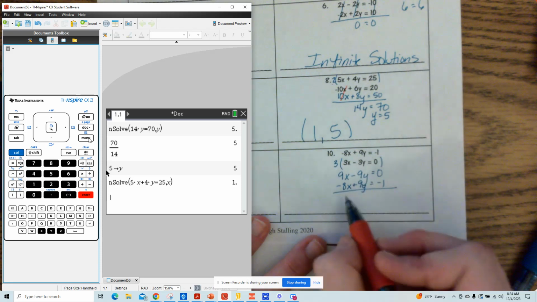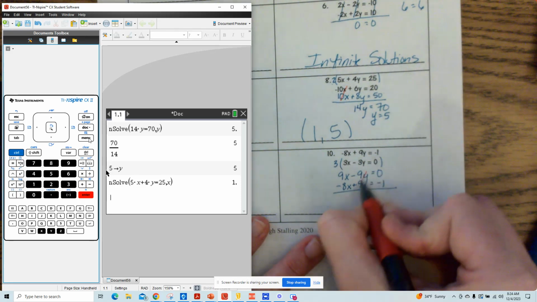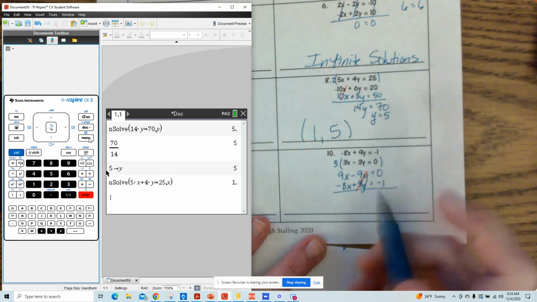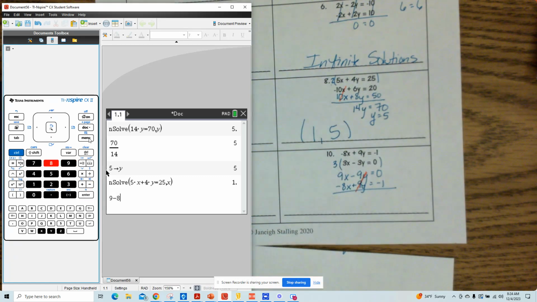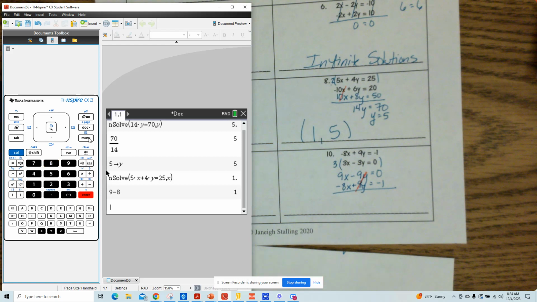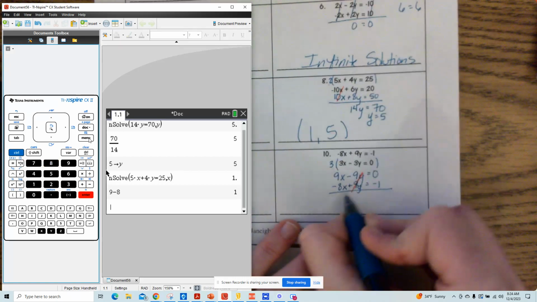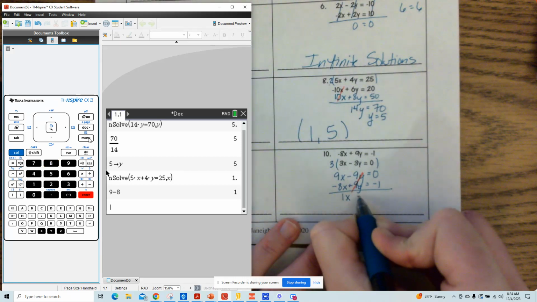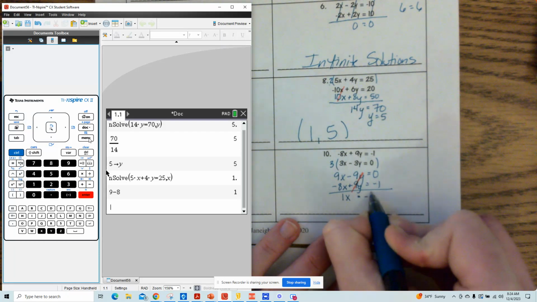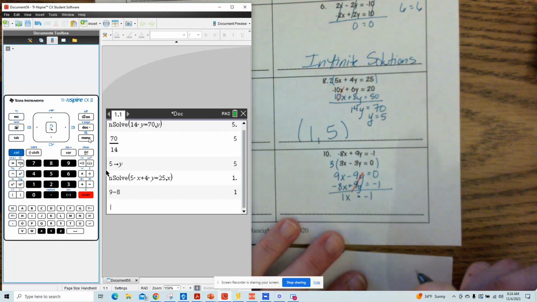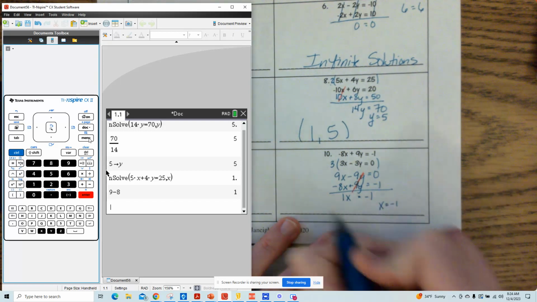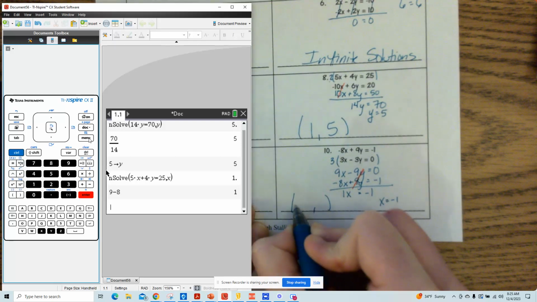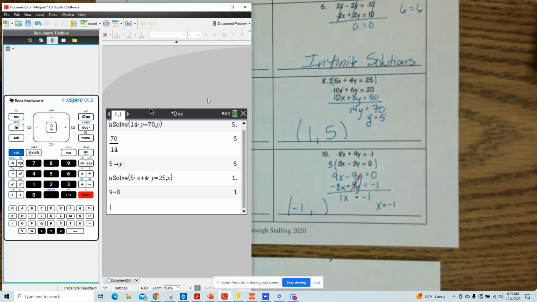So positive and negative 9y cancel. All right. 9 and a negative 8. It's just 9 minus 8. 9 plus negative 8. It's all the same. 1x. 0 plus negative 1 is a negative 1. So what's x equal here? X equals negative 1. So my ordered pair is going to start with a negative 1.